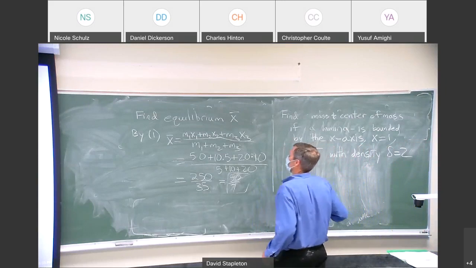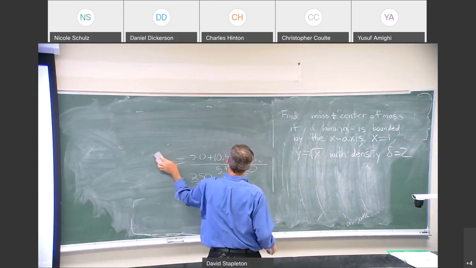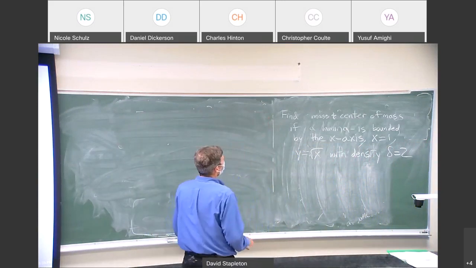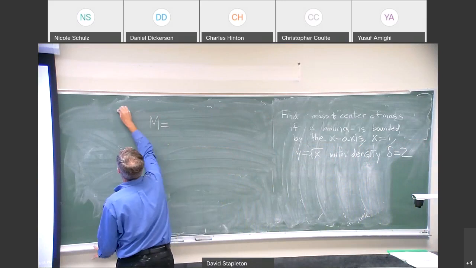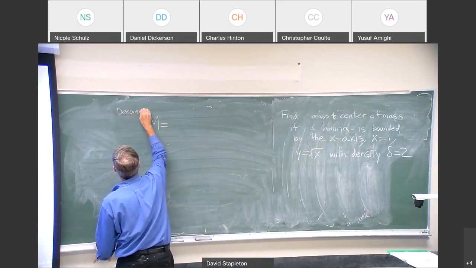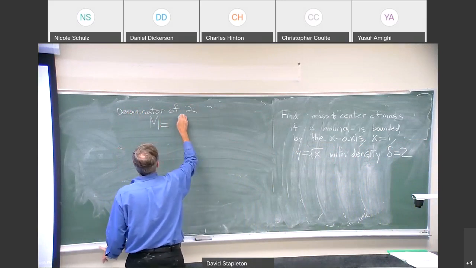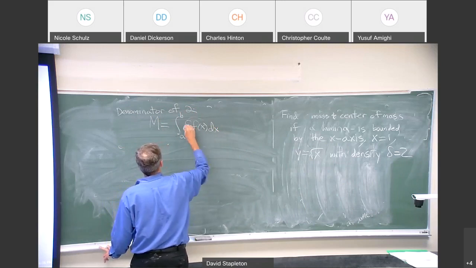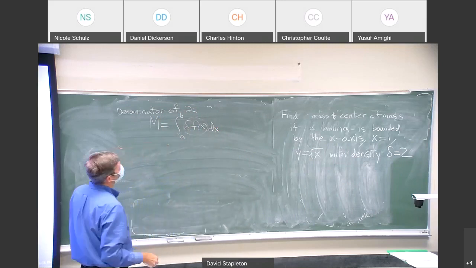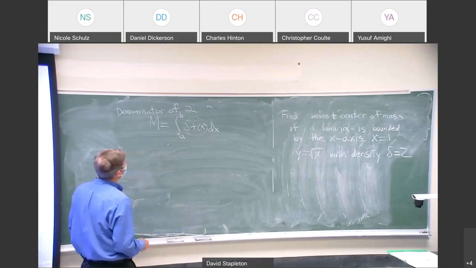Now we need Formula 2. First, the mass, I wrote it on the bottom of Formula 2, so we'll say denominator of Formula 2. The mass is just the integral from a to b of delta times f of x dx. This is integrating the density at each x over the length of the lamina.